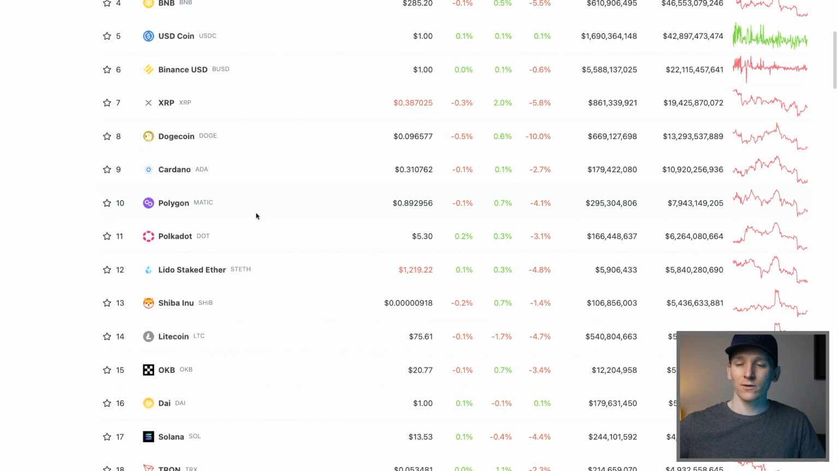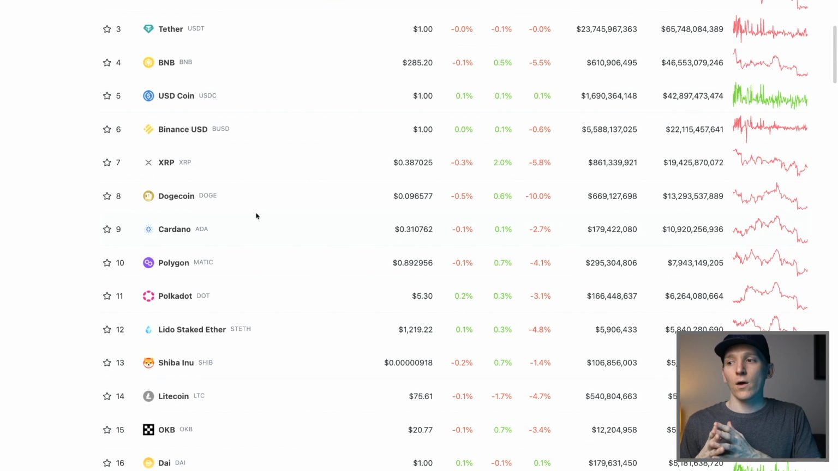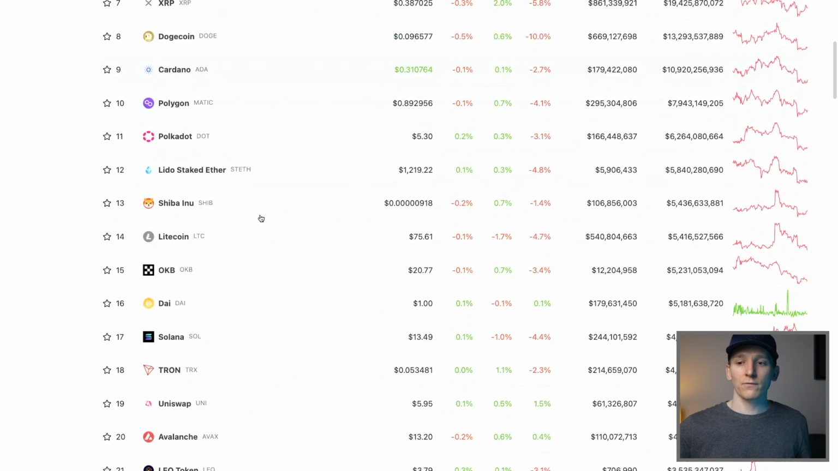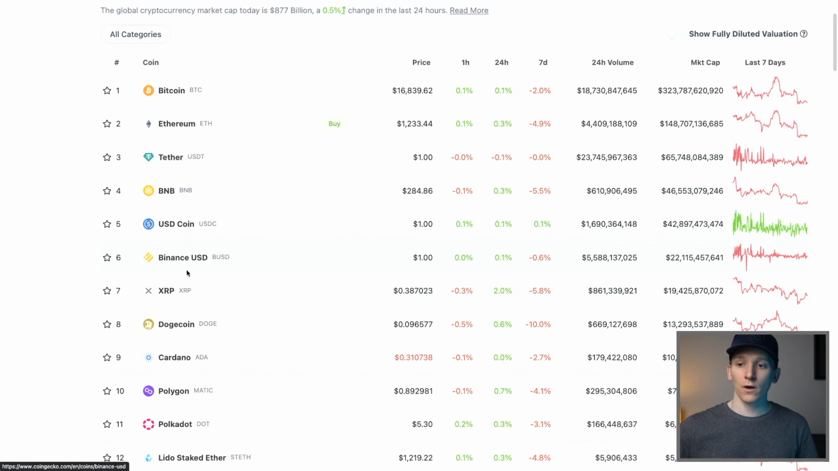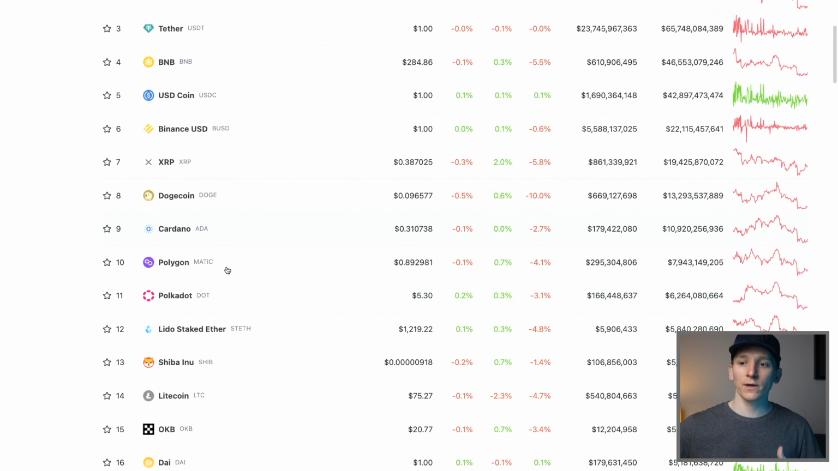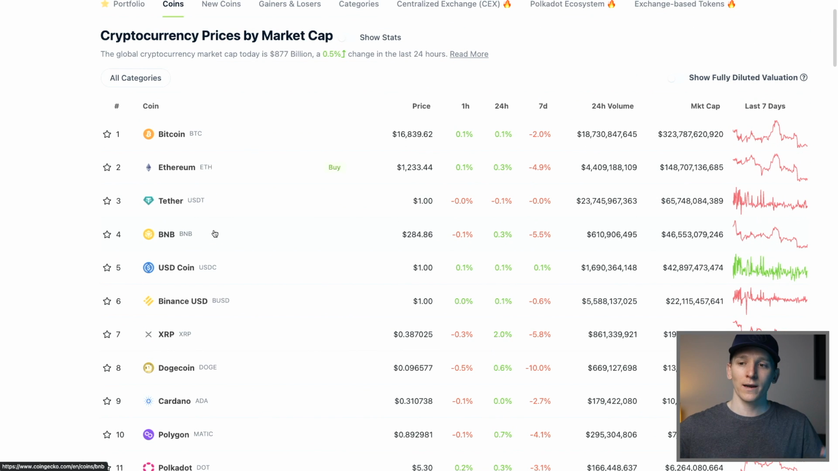Now, what we really need to do is say, at what point are they going to stop? Like, how much of the supply is left to go? Are they going to stop? Some coins will never stop. Dogecoin will never stop producing coins. Its inflation is 2% per year for the rest of time. Some coins will stop. Cardano will stop. It has a hard cap. Polygon has a hard cap. BNB coin has a hard cap.